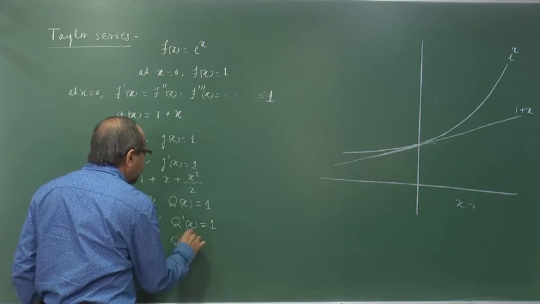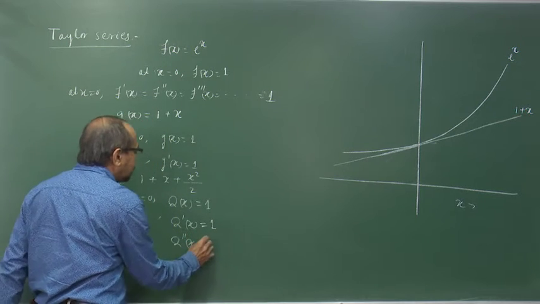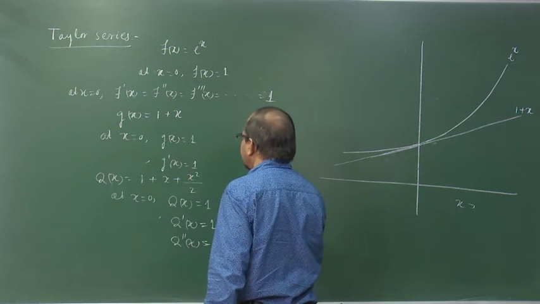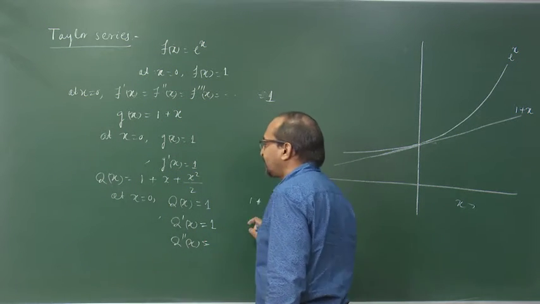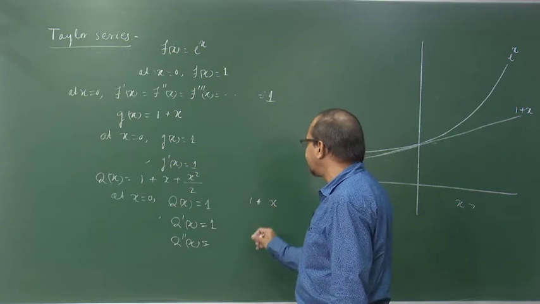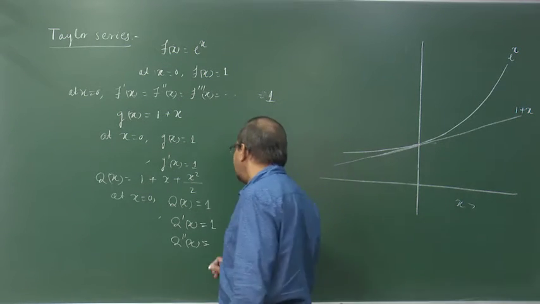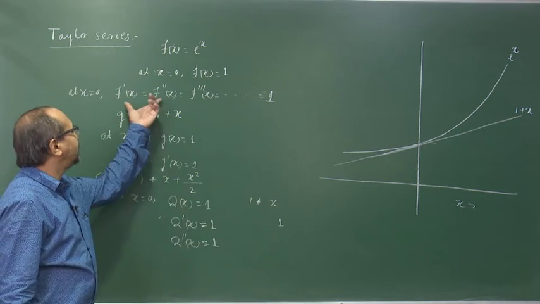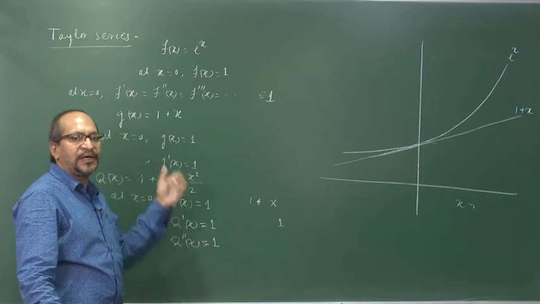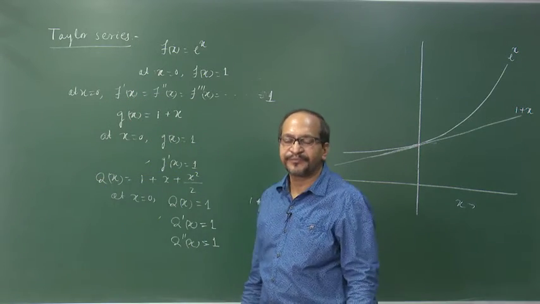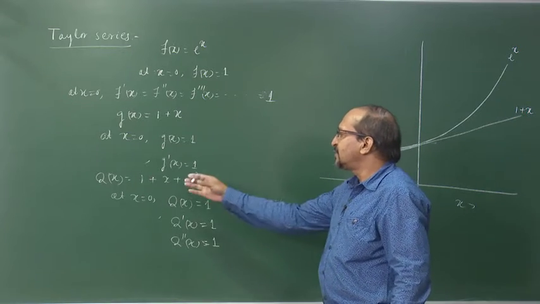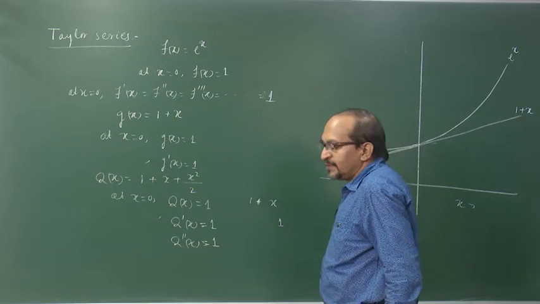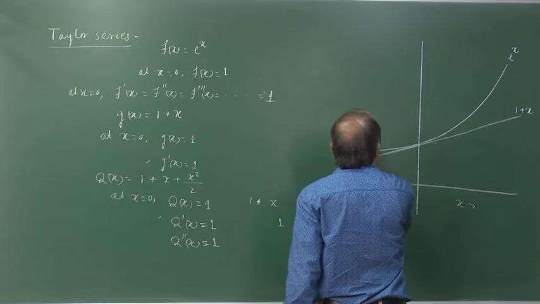What is the value of q double dash x at x is equal to 0? The first derivative is 1 plus x, the 2 cancels out. The second derivative is 1. So at x is equal to 0, q double dash x is equal to 1. So again it satisfies the conditions of our original function up to the second derivative. Now, let us draw the curve of this polynomial, and this curve will be like this.